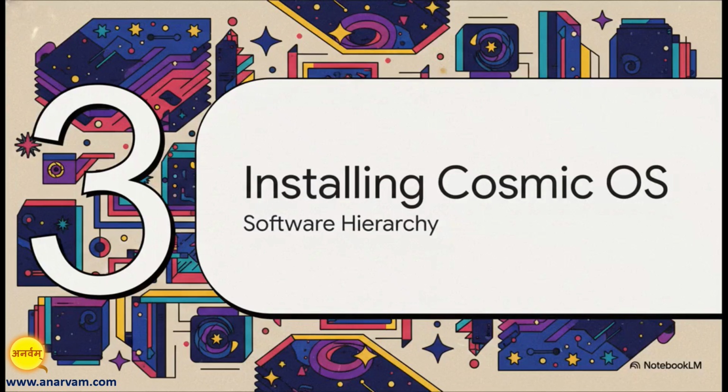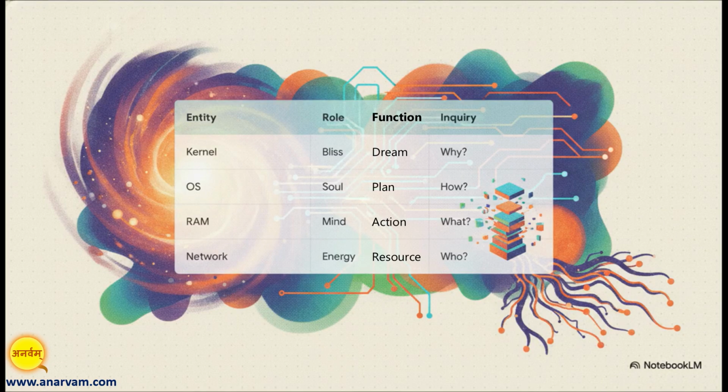Which brings us to Phase 3, installing the cosmic OS. With our drive partitioned and safely isolated, it's time to install the hierarchy of cosmic software. This framework brilliantly translates ancient spiritual concepts into modern computing mechanics. It breaks down like this. Bliss acts as the cosmic kernel, asking why to establish the dream. The soul functions as the cosmic OS, asking how to plan out the execution. The mind serves as cosmic RAM, asking what for the active moment-to-moment processing work. And energy acts as the cosmic network, asking who to provide the sustaining resources.